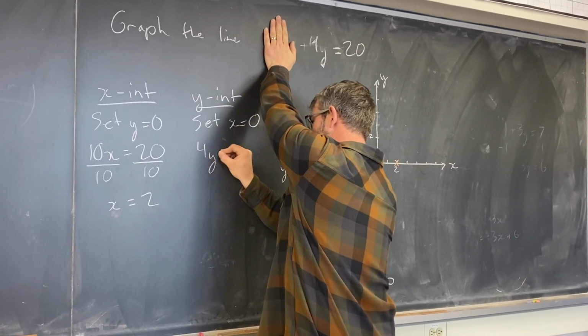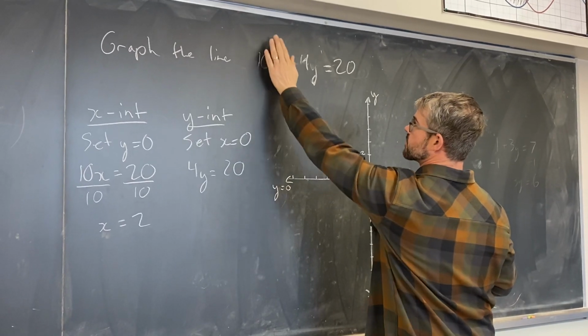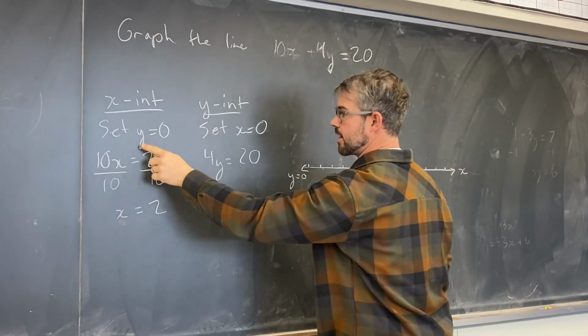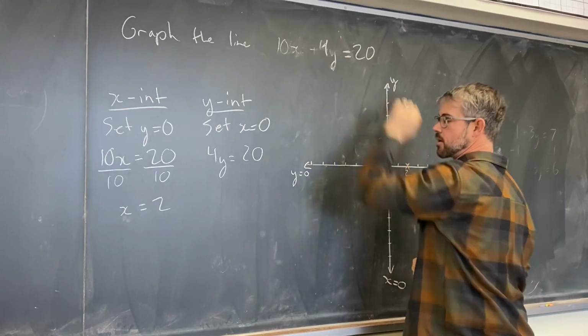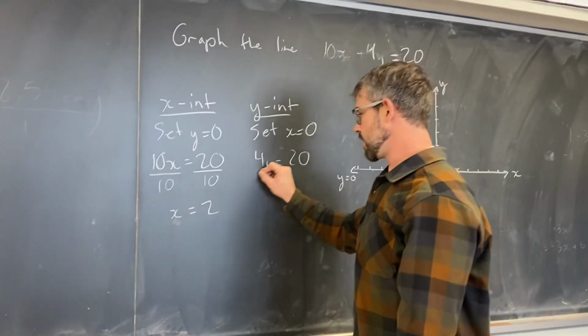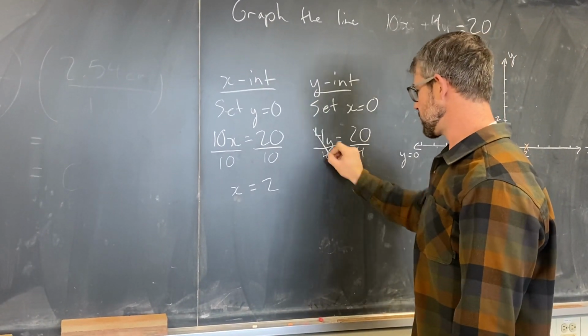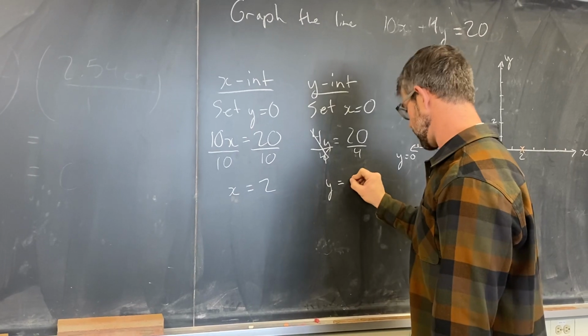Now the reason why I'm covering up the x term here is because 10 times 0 is just 0, so it's gone. Just like when I set y equal to 0, 4 times 0 was gone. So that means I only have one variable left to solve for. And I'm going to divide by 4 on this side, and what do I do to one side? You must do the other. So those cancel, neat and neat, and I'm left with y equals 5.